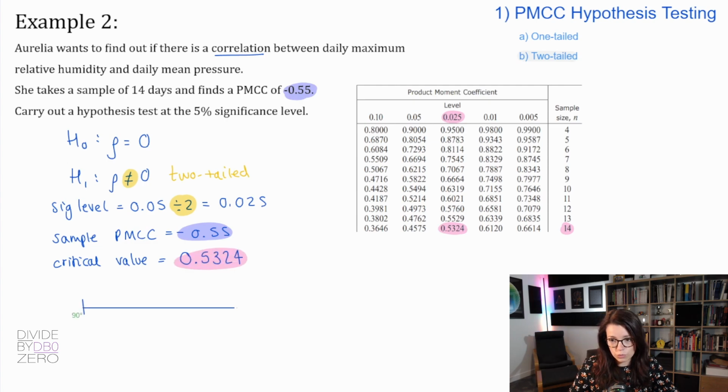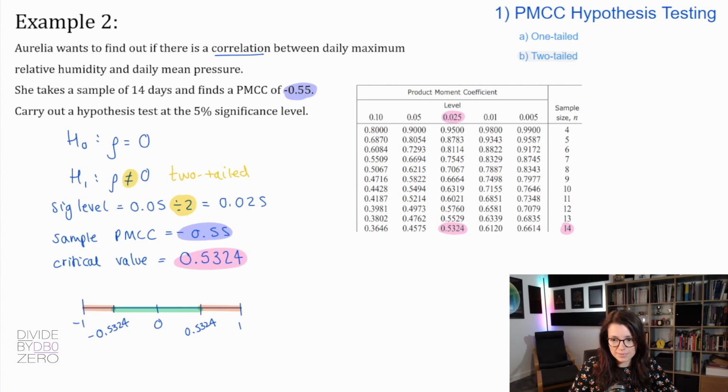I then suggest you draw a number line to help you decide on next steps. So -1 to 1, 0 in the middle. Critical value is 0.5324 and its negative version. Means anything outside of this would be considered significant or extreme. Anything inside is not extreme enough to reject H0.